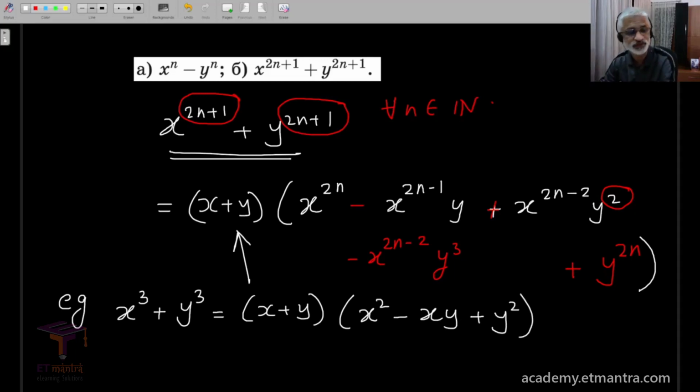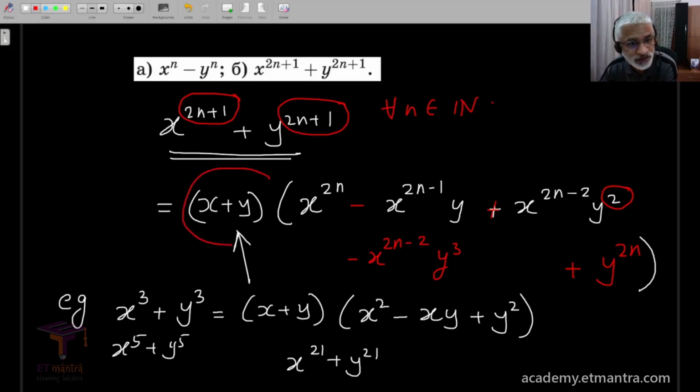So this way you can easily write down the factors of x raised to 5 plus y raised to 5, or x raised to 21 plus y raised to 21 as above. So one final word on this is, how do we know, much similar to the argument that was already presented, how do we know that x plus y is a factor?